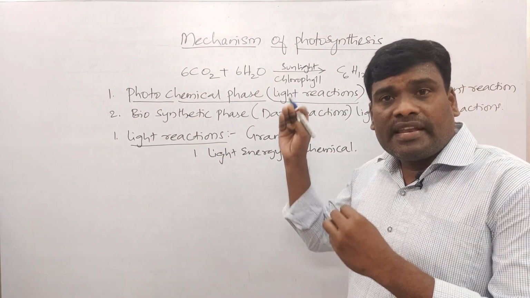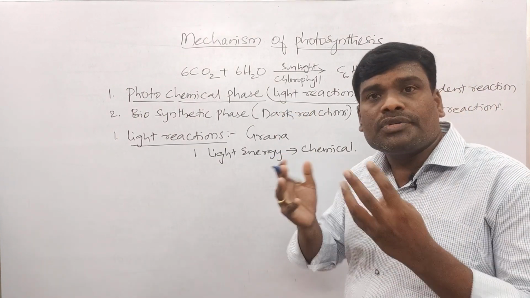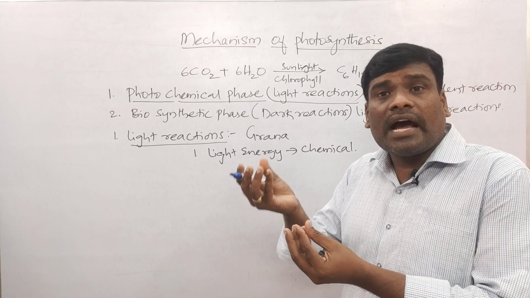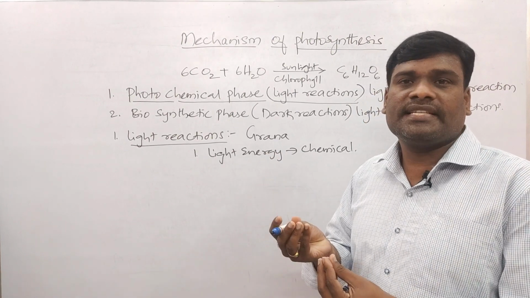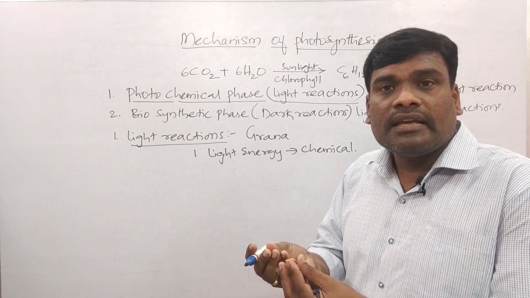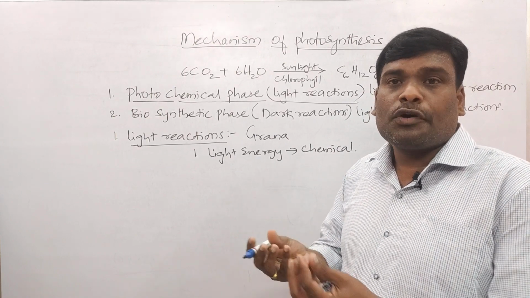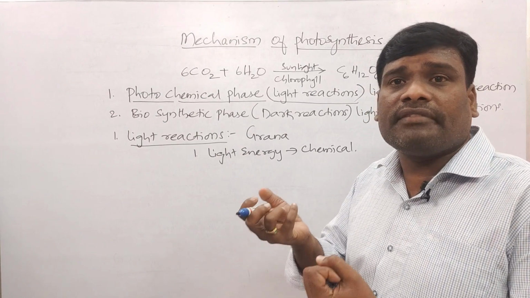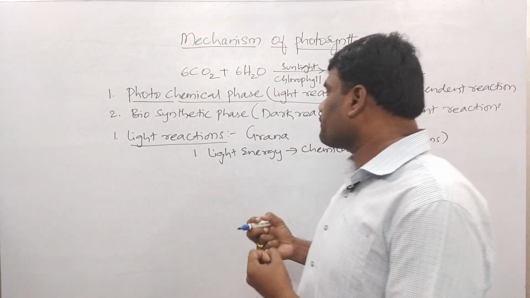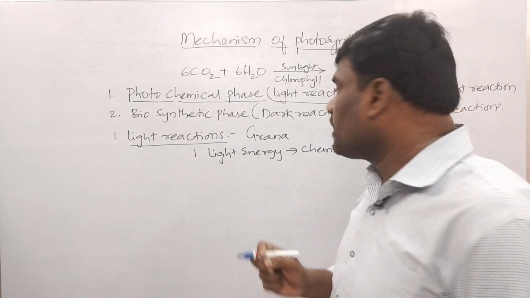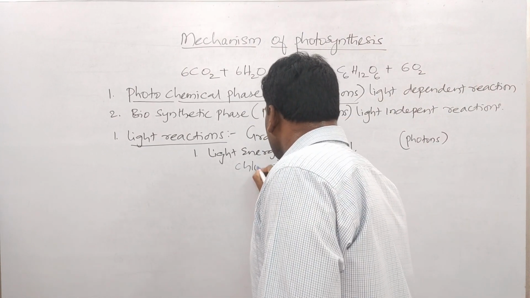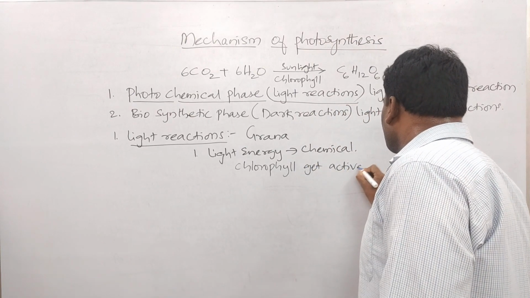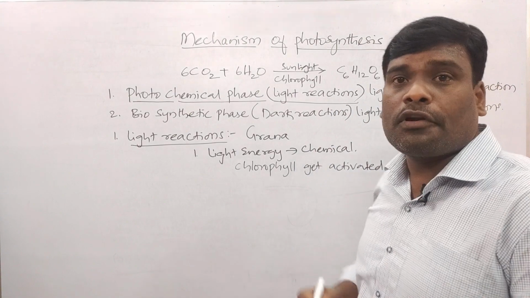So when the chlorophyll is exposed to sunlight, the small particles present in the sunlight, children, get absorbed by the chlorophyll. These chlorophyll pigments are seen in the membranes of thylakoid. When these photons are absorbed by the chlorophyll, children, the chlorophyll gets activated. So in the first step of light reactions, chlorophyll gets activated.